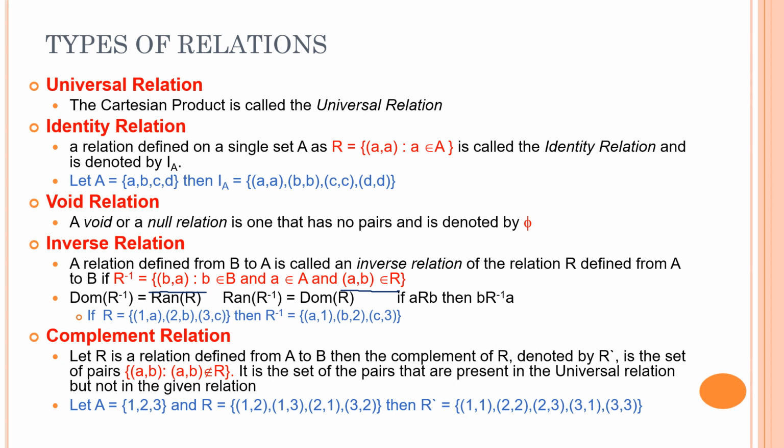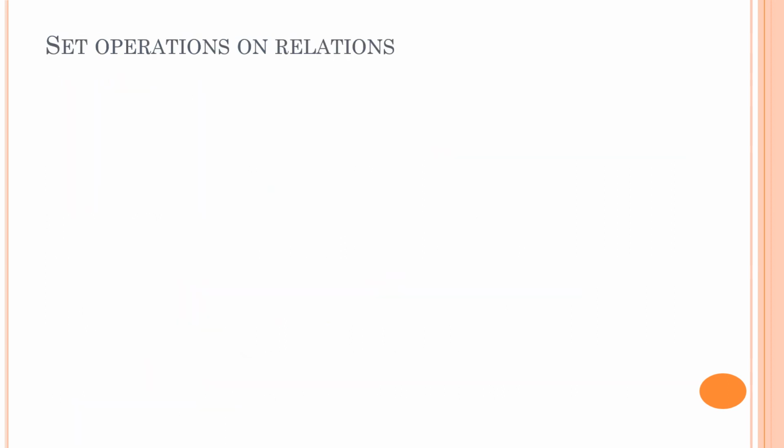Then obviously R inverse will have those pairs which are not present over here. So (1,1) is not present over here, so (1,1) will be present in R inverse. (2,1) is present over here. (2,2) and (2,3) are not present over here, so (2,2) and (2,3) will be present over here. (3,1) and (3,3), as they are not present in R, they will be present in R inverse.